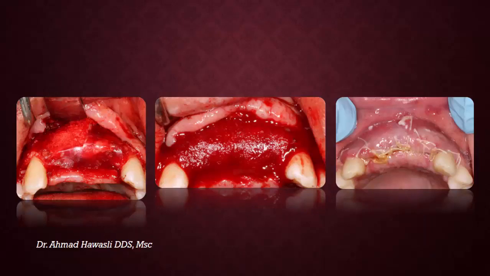So this is the same case that we talked about. As we can see, we applied the bone graft, and we like to cover this type of membrane with a collagen membrane, because sometimes this membrane has a sharp edge. So in order to have better soft tissue healing, we cover this membrane with another resorbable membrane. The last picture showing the tissue healing after 1 week.